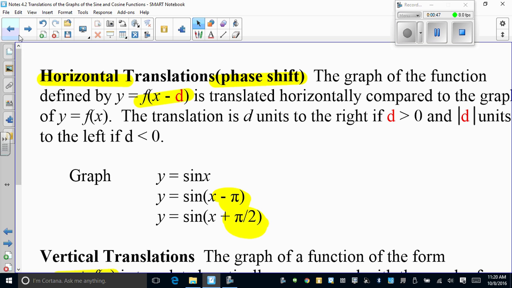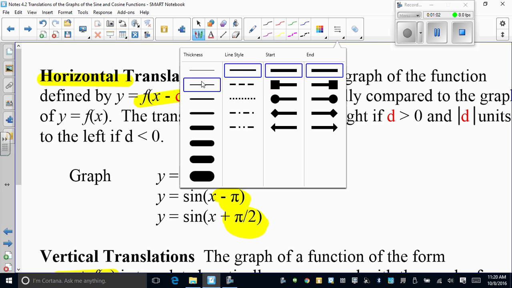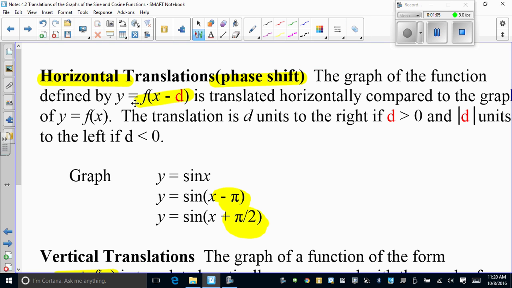Okay, so let's talk about horizontal translations. This is called a phase shift. So when you see phase shift, they're talking about it being moved left and right. The graph of the function defined by y equals f of x minus d is translated horizontally compared to the graph of y equals f of x. The translation is d units to the right if d is greater than 0, and absolute value d units to the left if d is less than 0.